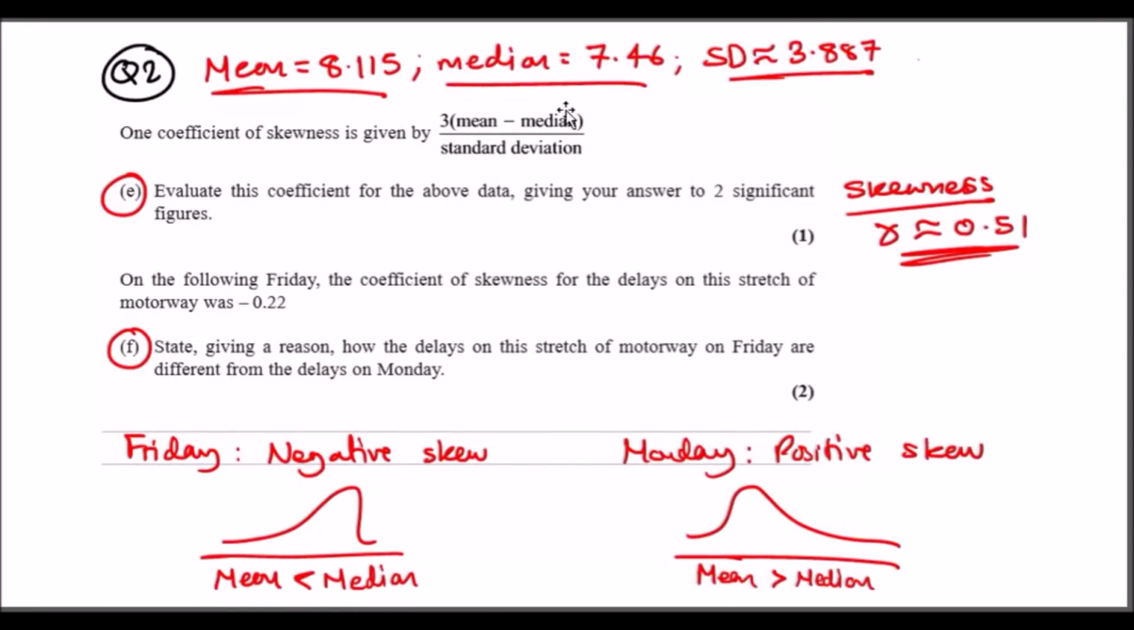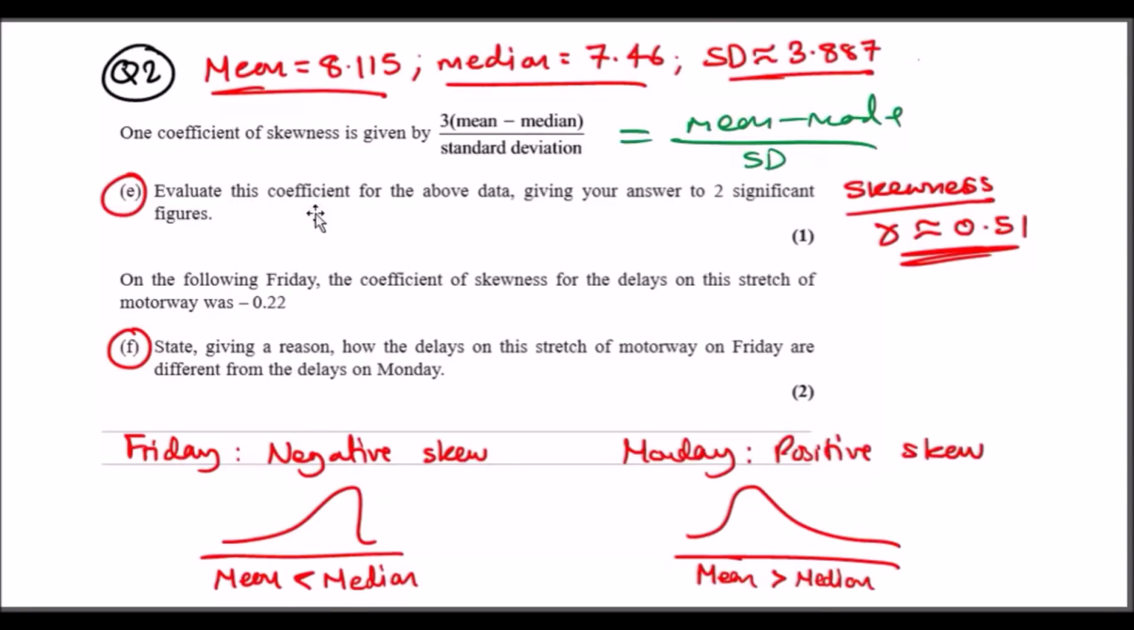Okay, so I've copied out the mean, median, and standard deviation values because this is going to be needed for this formula here. Okay, now let's have a read. So one coefficient of skewness is given by 3 times mean minus median. Another way they could have written this, by the way, is mean minus mode over standard deviation. So they could also ask you that. So this is not important anyway.